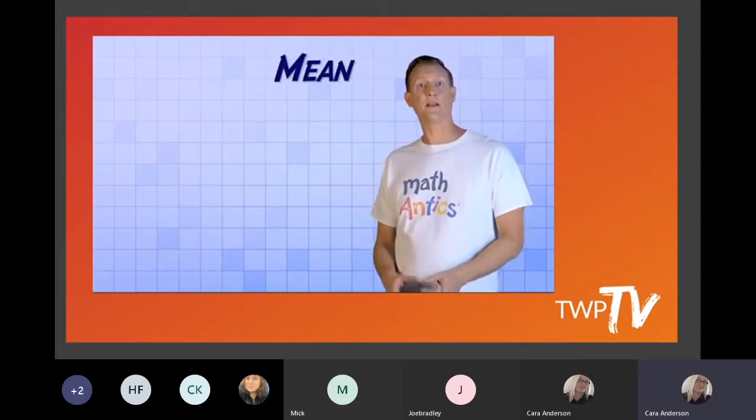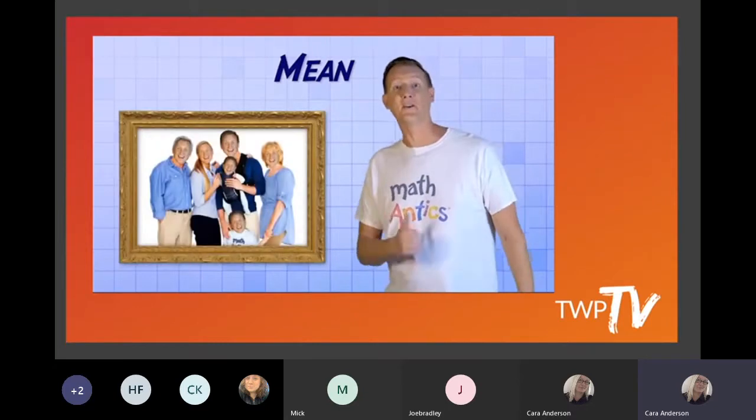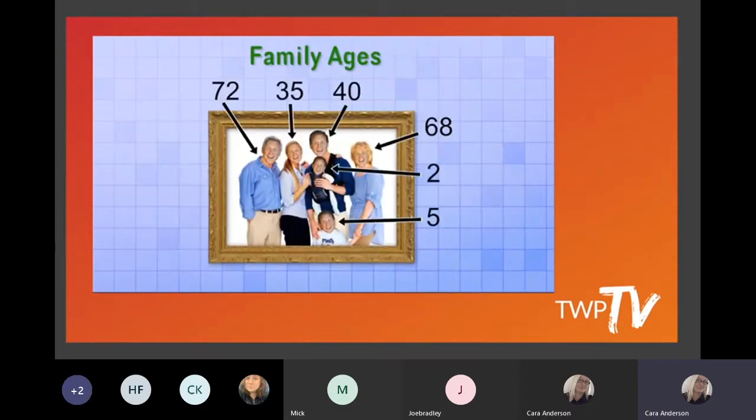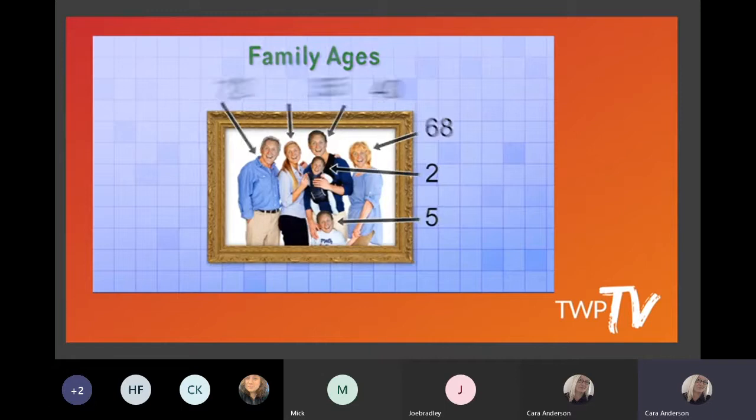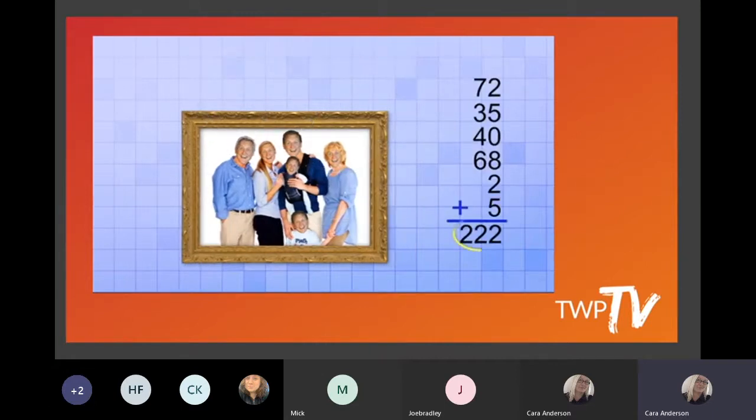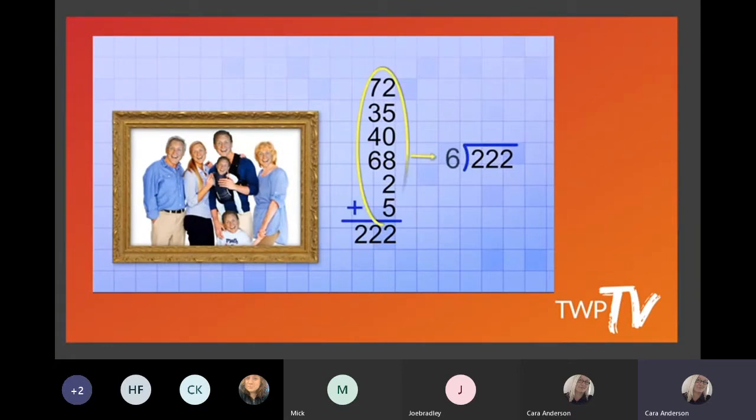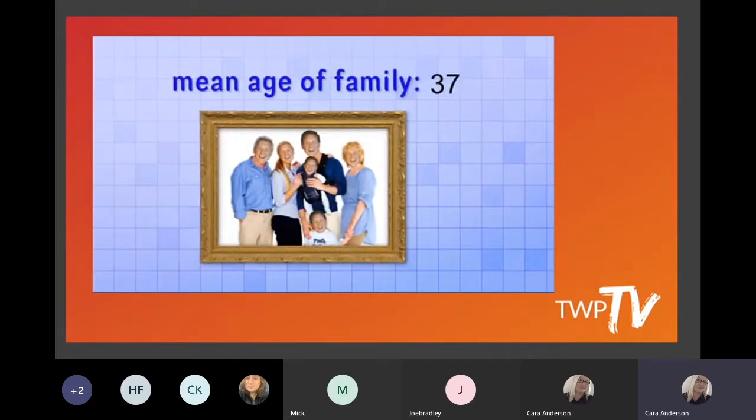Let's use that procedure to find the mean age of the members of this fine-looking family here. If we add them all up using a calculator, or by hand if you would like, the total of the ages is 222 years. But then, we need to divide that total by the number of ages we added, which is 6. 222 divided by 6 is 37. So that's the mean age of all the members in this family.